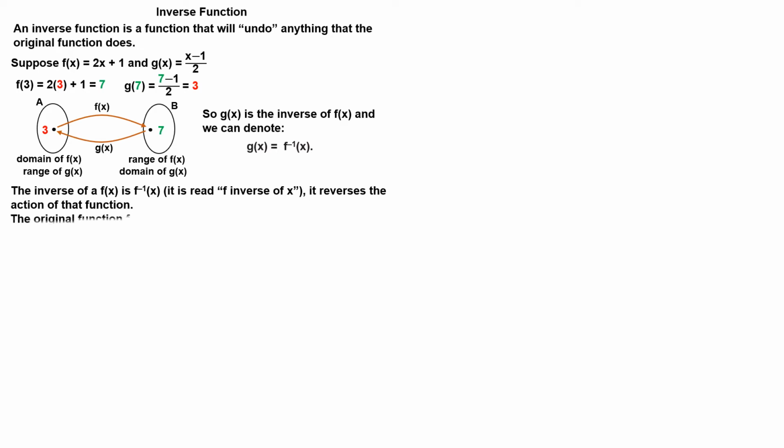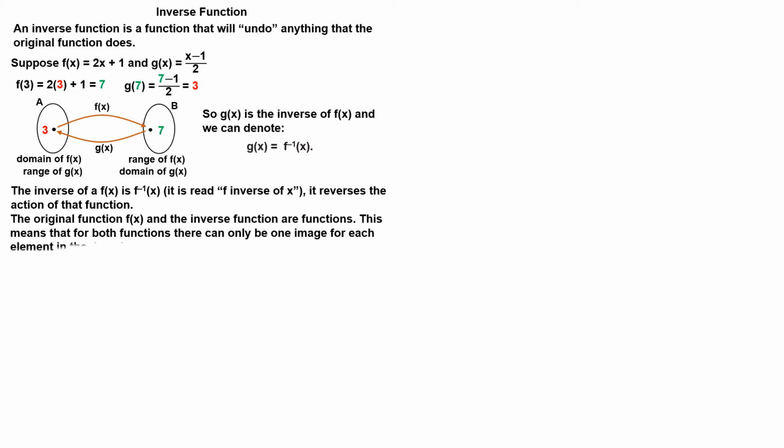The original function f of x and the inverse function are functions. This means that for both functions, there can only be one image for each element in the domain. This can be illustrated in the following mapping. Consider a function f. If we put in a single value of x, we find a single value of y. The mapping is clearly a function, since for every input there is one and only one output.